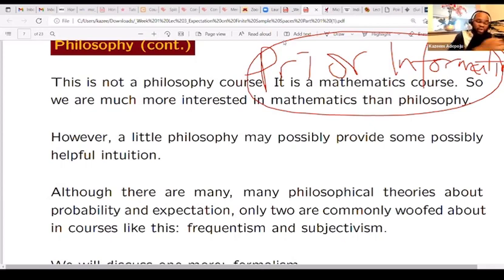When we have our data, we update that belief with the new information, because we want to say things could be changing. My belief yesterday may be different from my belief today. You get what I mean?